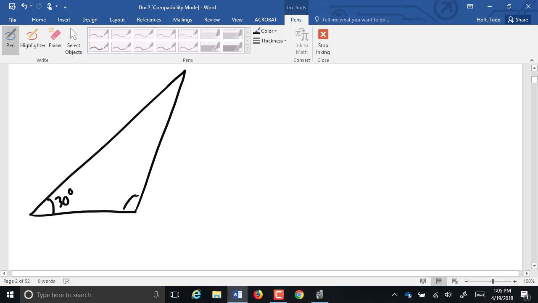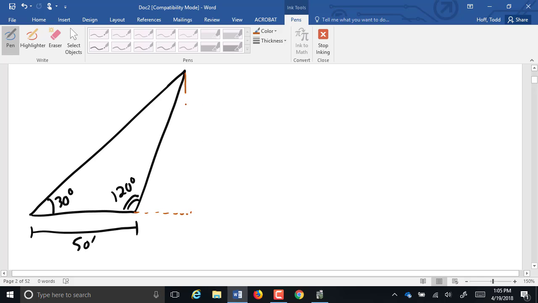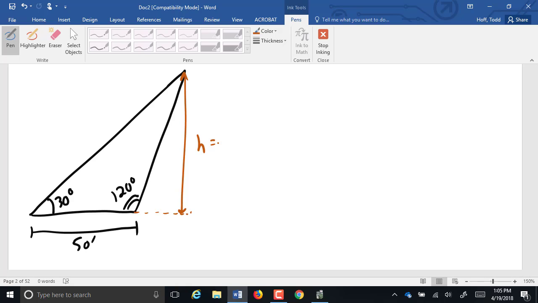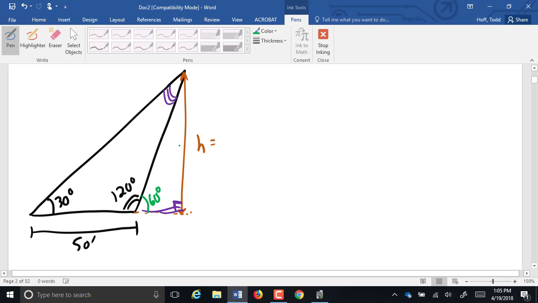If this angle here is 30 degrees and this angle here is 120 degrees, this distance here is, oh, let's just make it 50 feet. How would you find that height? Well, what do we know from what we're given here? There is going to be another right triangle here, isn't there? Do I know any of the dimensions of that triangle? We know this is a 60 right here, don't we? That's 90, of course this is going to have to be 30.